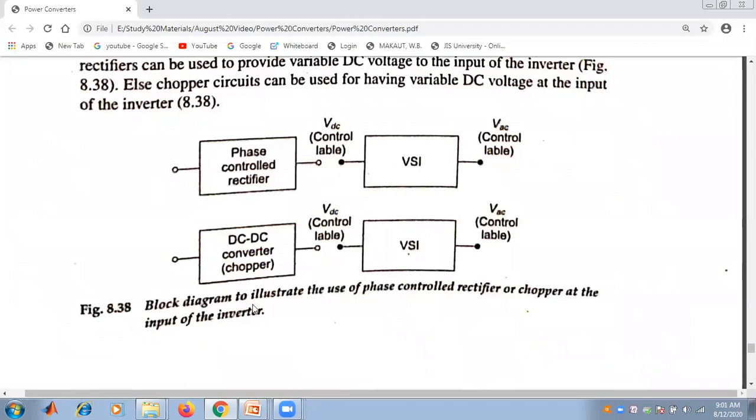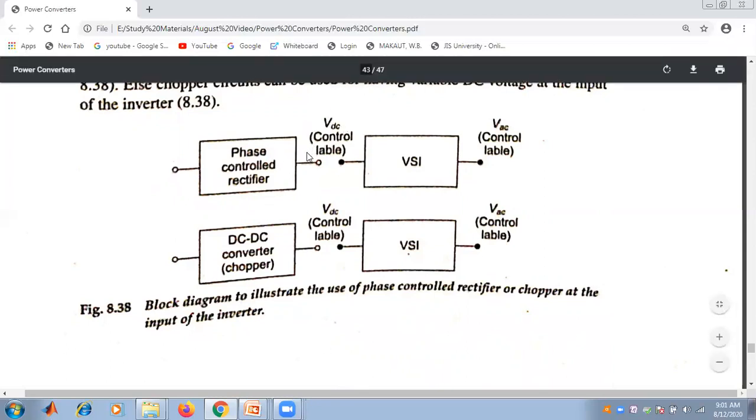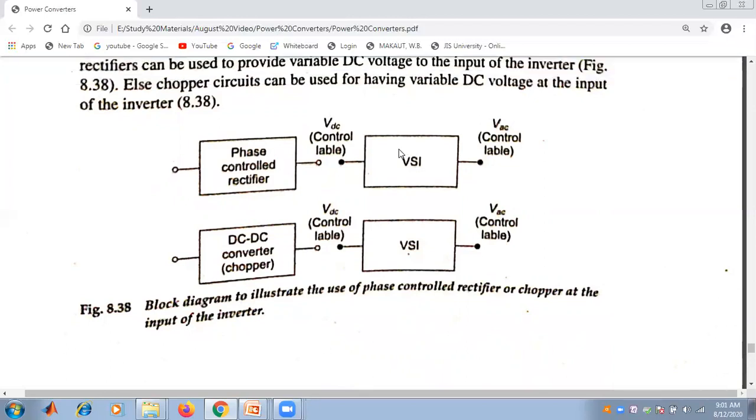Here is the pictorial view, that is the block diagram, to illustrate the use of a phase control rectifier or chopper at the input of the inverter. With the phase control rectifier, we are getting a controllable DC voltage, and with the help of the voltage source inverter, we are getting controllable AC voltage. Same with the DC to DC converter, that is the chopper. From there we are getting a controllable DC voltage, then with the help of the voltage source inverter, we are getting a controllable AC voltage.